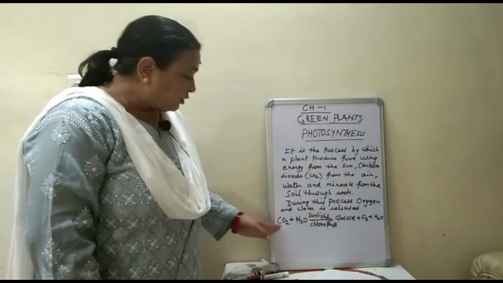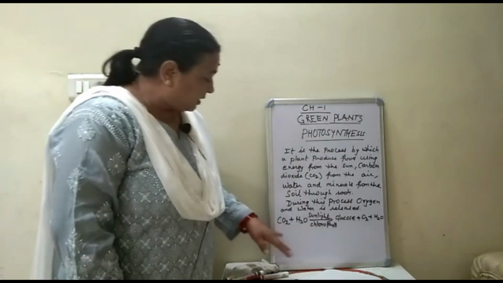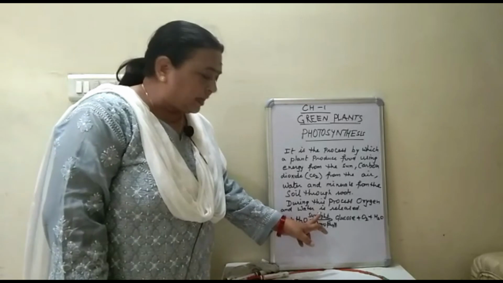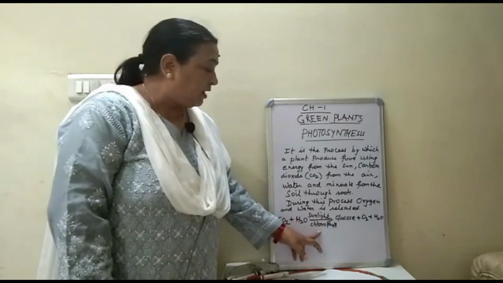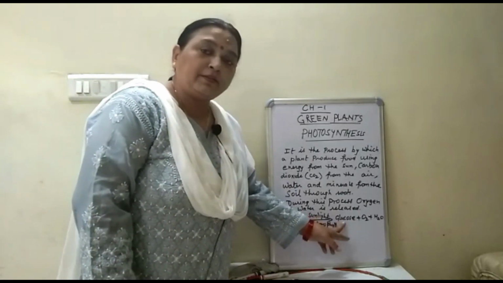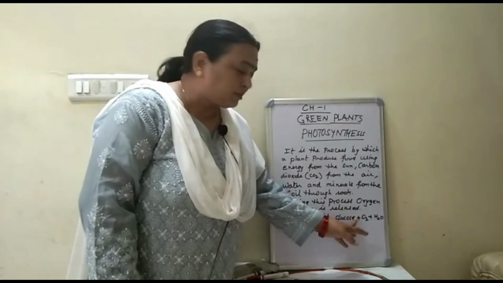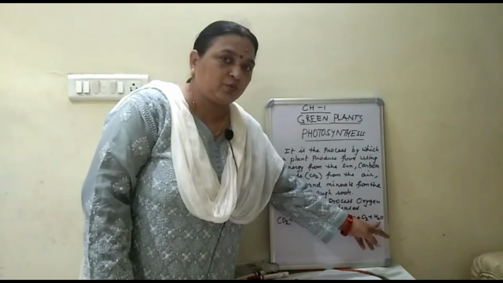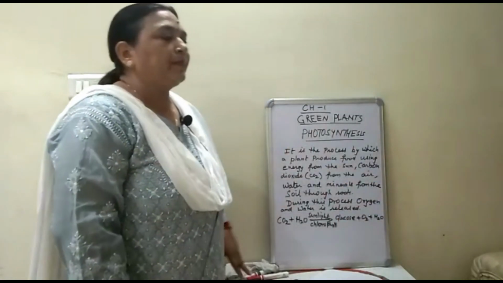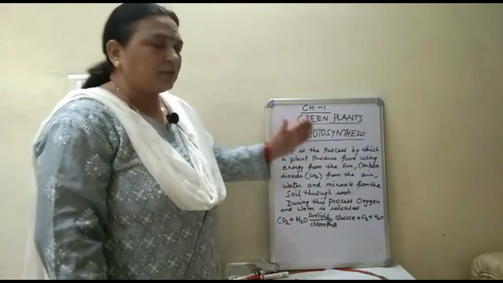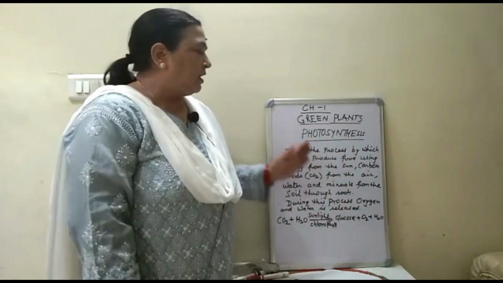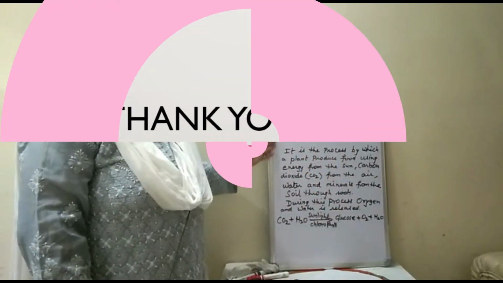Now in short form also we can see here: carbon dioxide plus water, in the presence of sunlight and chlorophyll, the food is prepared in the form of glucose, and in this process oxygen and water, that is H2O, are released in the air. So this is all about photosynthesis. So all of you can copy this in your notebook.